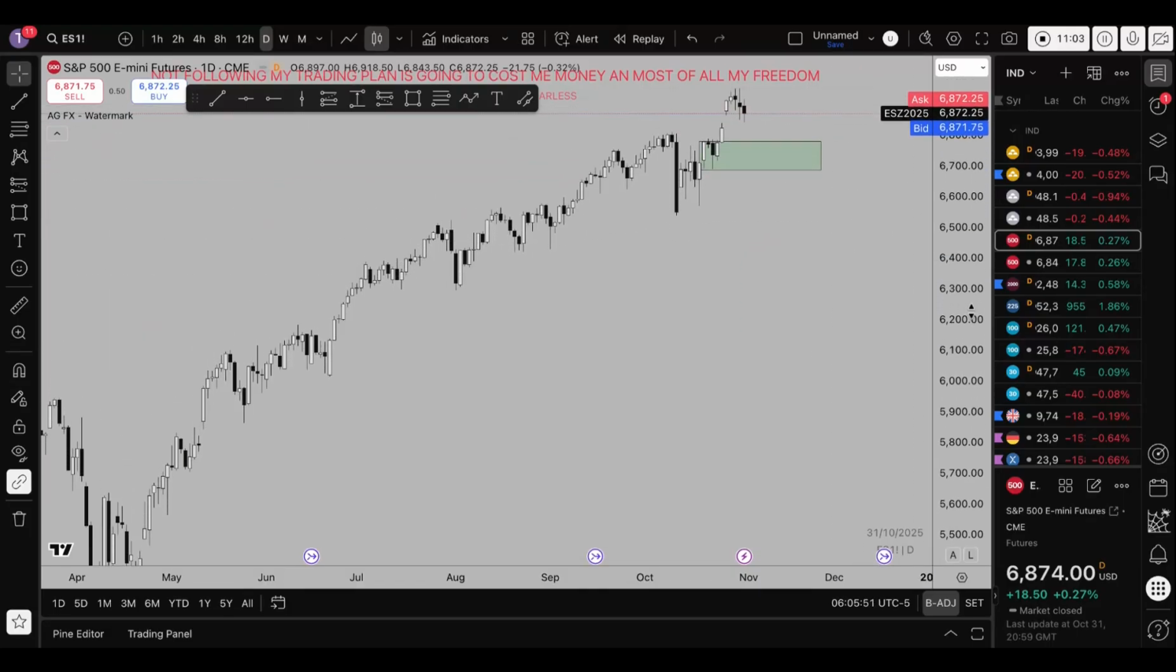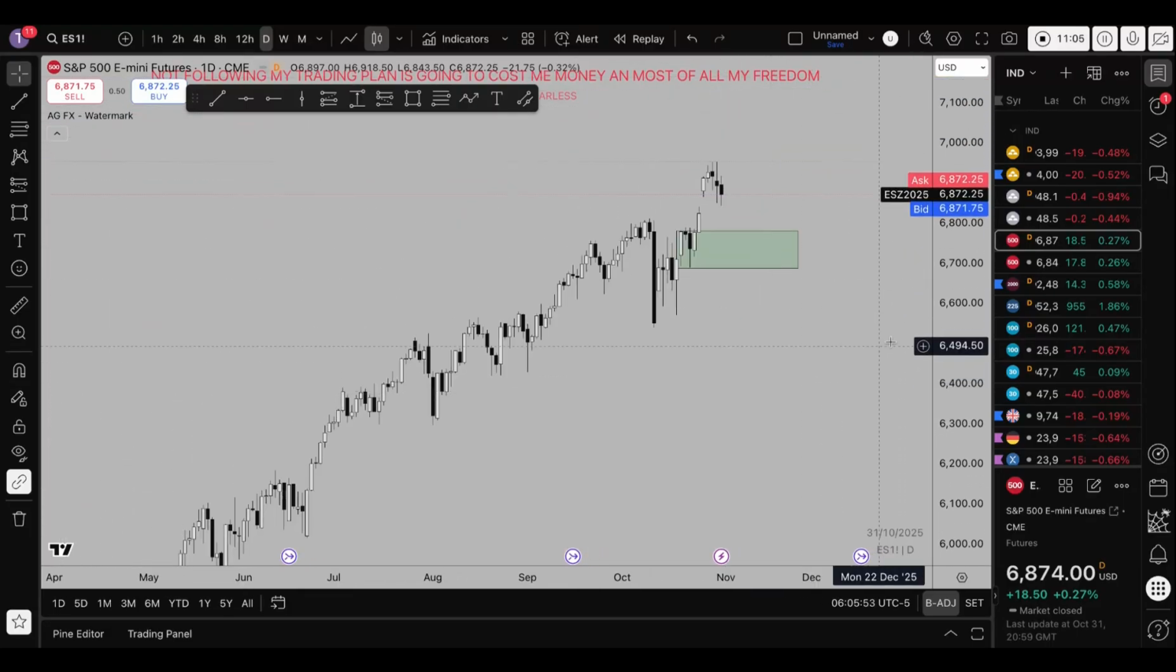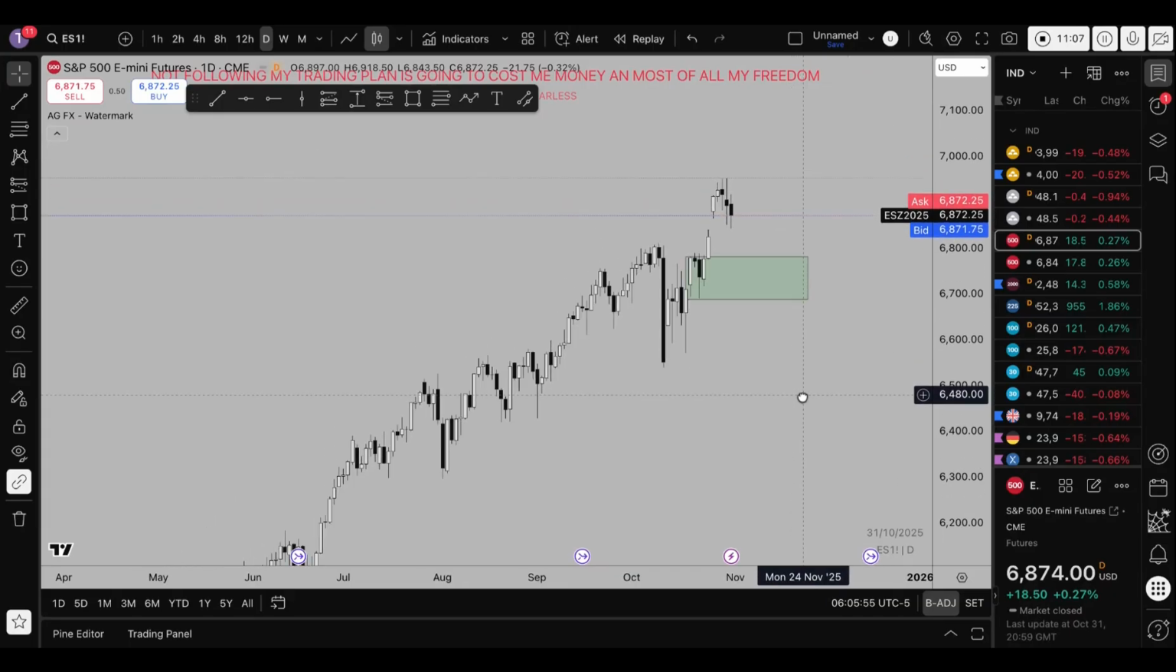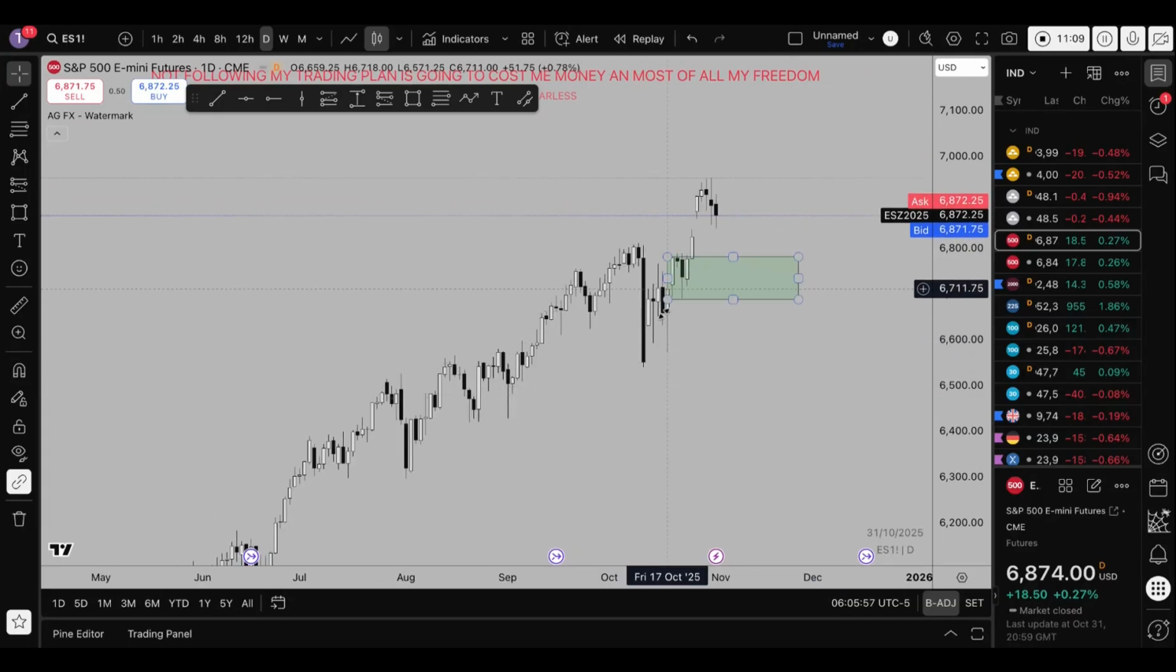S&P. This is what I'm looking at. I don't know if I'm gonna touch this as yet. So I'm waiting to push up. Came back into this little zone, move off. Most of them are showing the same thing.